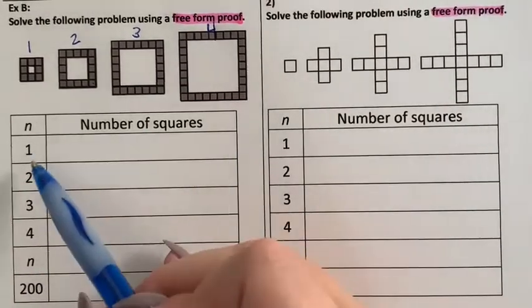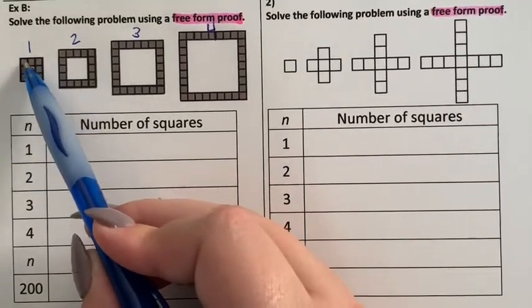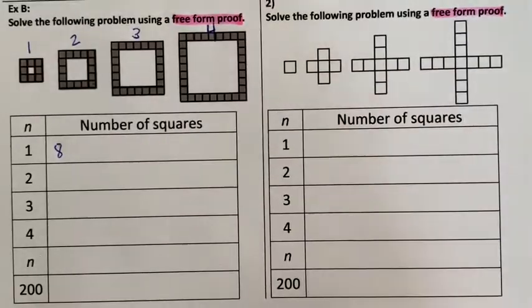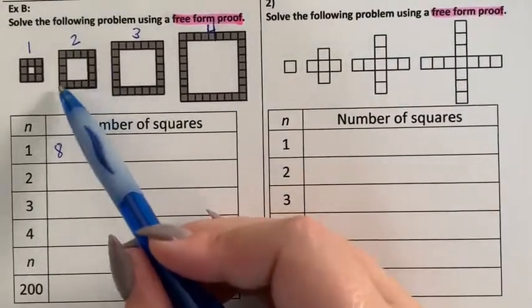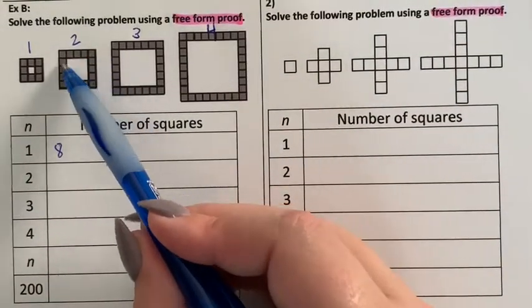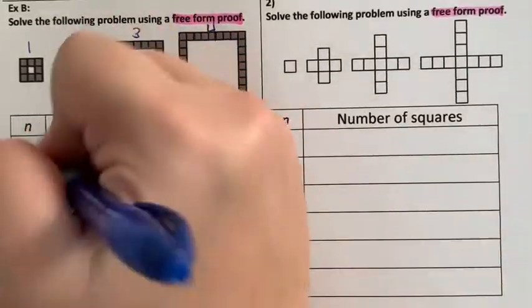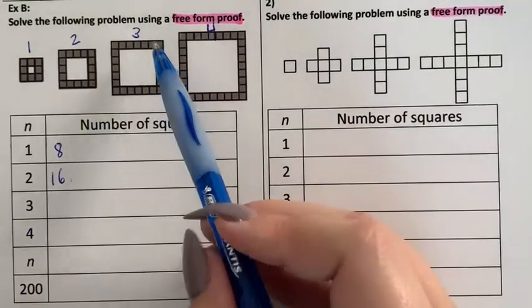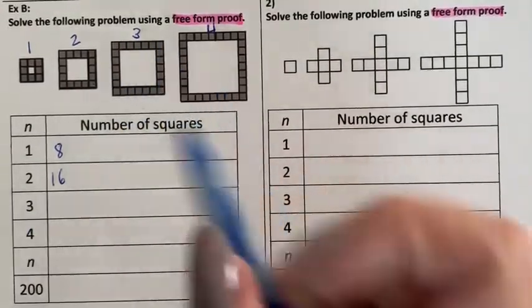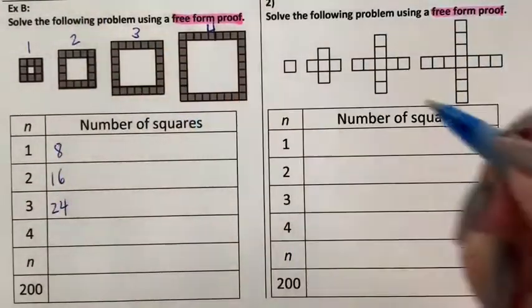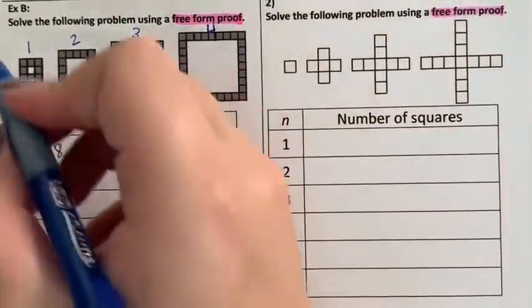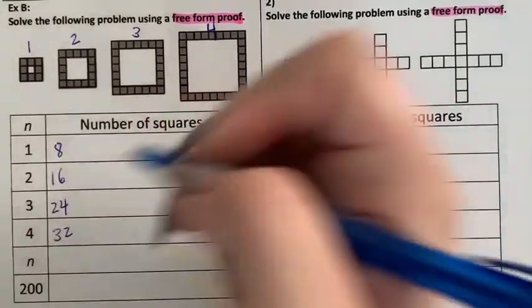So when n is 1, I can count my squares in this figure, and I can count that there are 8 squares. When n equals 2, or my second term here, I can count the number of squares, and I have 16 squares. When n equals 3, I can count the number of squares, and I have 24 squares. When n equals 4, count the number of squares, and I have 32 squares.